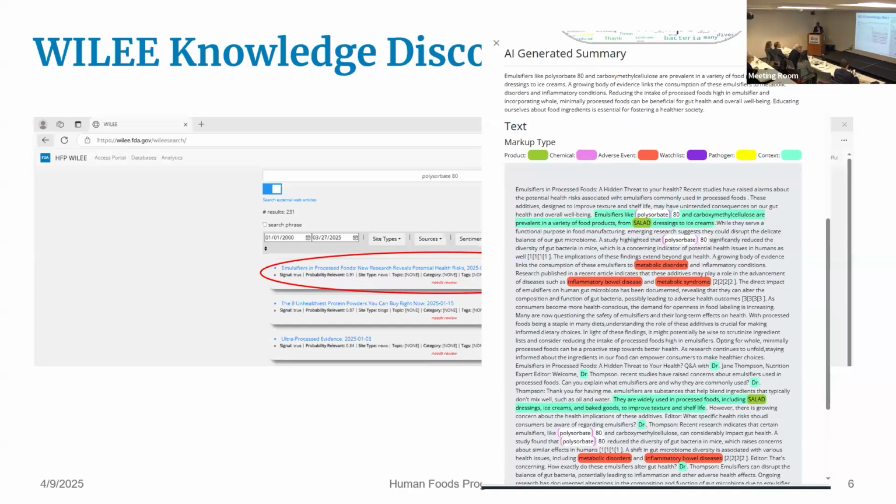Up top here is actually an option for you to either agree or disagree with Wiley. You can say, oh yeah, no, this is my signal, and this is completely irrelevant. And then it takes that information in and it learns for the next cycle. So the next time it becomes better at it.